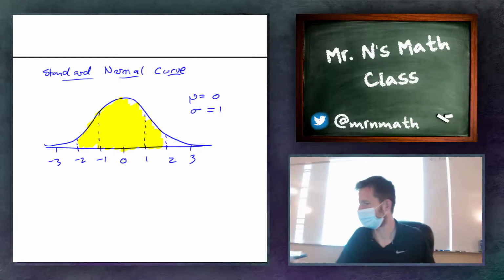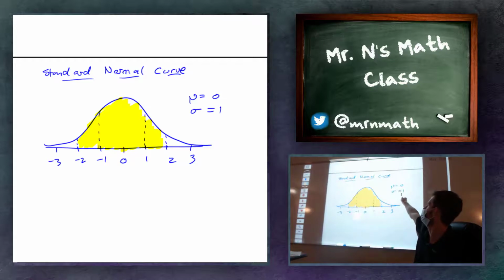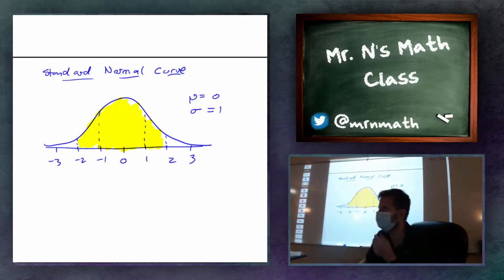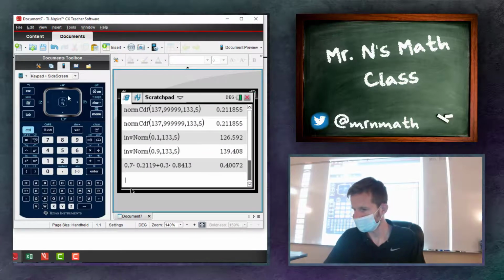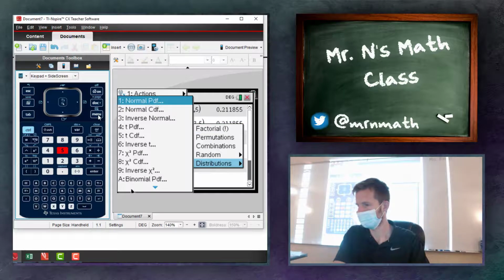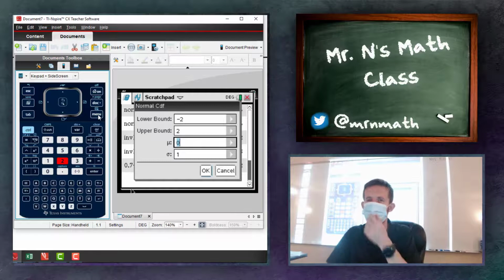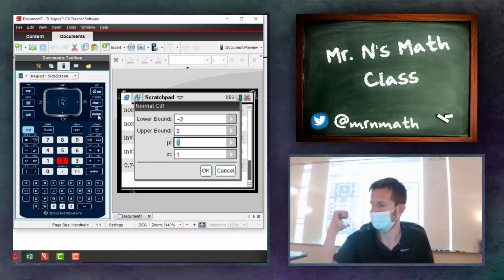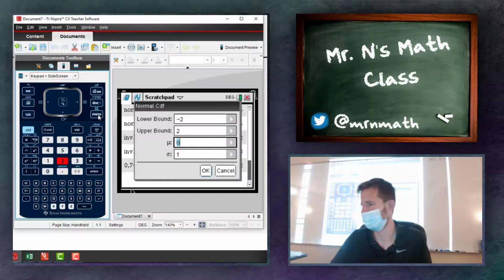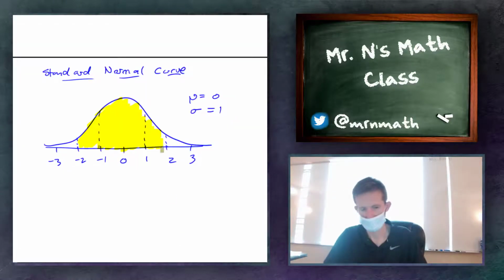The question is, find the area between -2 and 2 on a standard normal curve, where the mean is 0 and standard deviation is 1. By the way, the default on your calculator is a standard normal where the mean is 0 and standard deviation is 1. So 95.5%? 95%. All right.